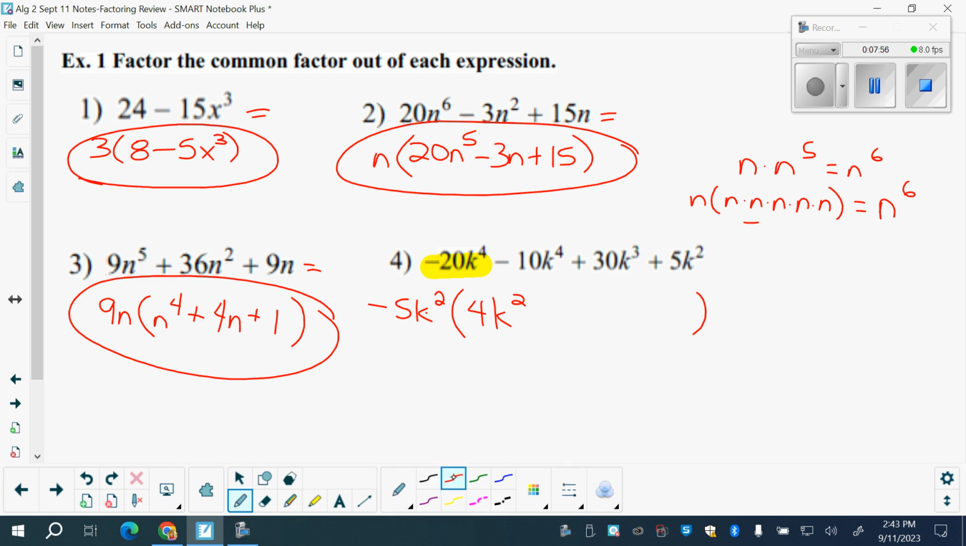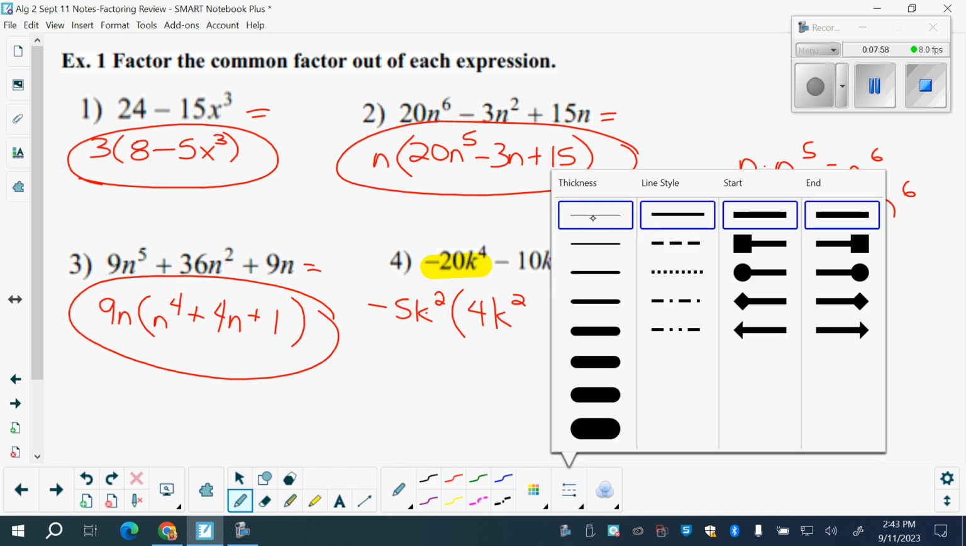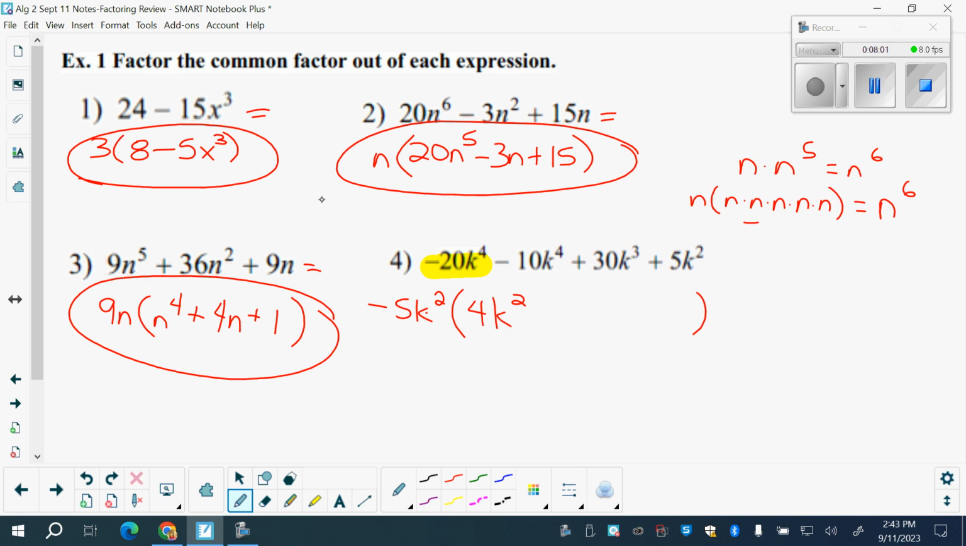So negative 5k times what gives us negative 10k to the 4th? Minus 2k squared. Good. Is it minus or positive? Positive. And then negative 5k squared times what gives us 30k cubed? 6k.